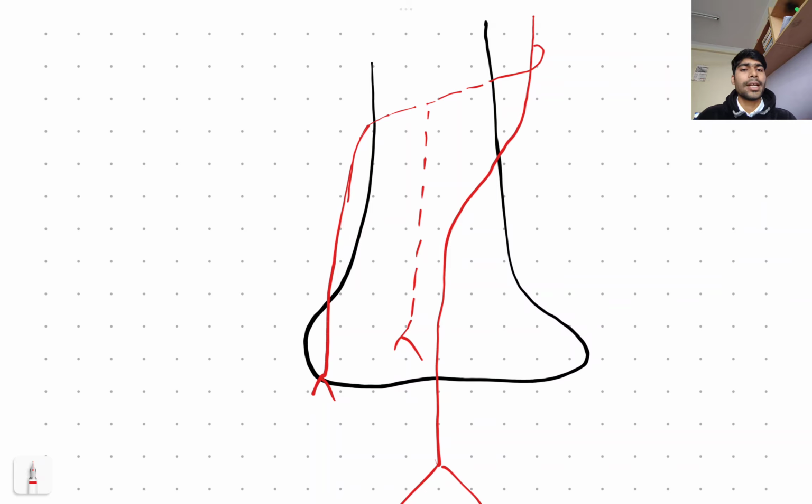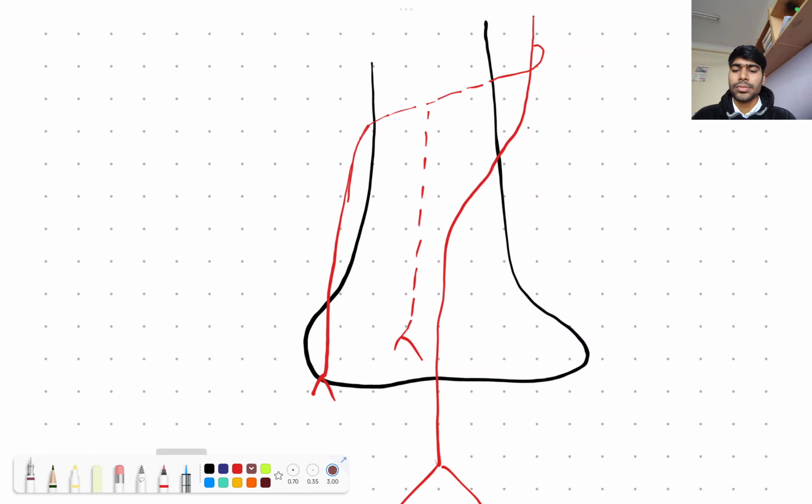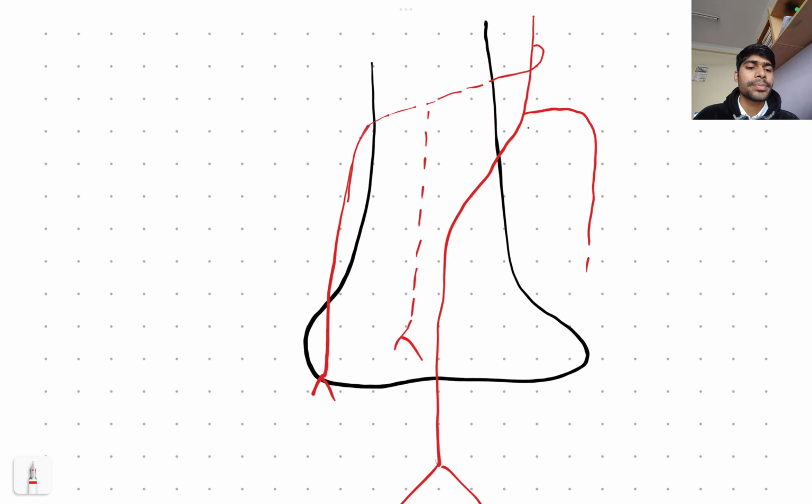Alright, and then this brachial artery further gives two branches: one is the superior ulnar collateral artery, which goes behind the medial epicondyle, and then the inferior ulnar collateral artery.